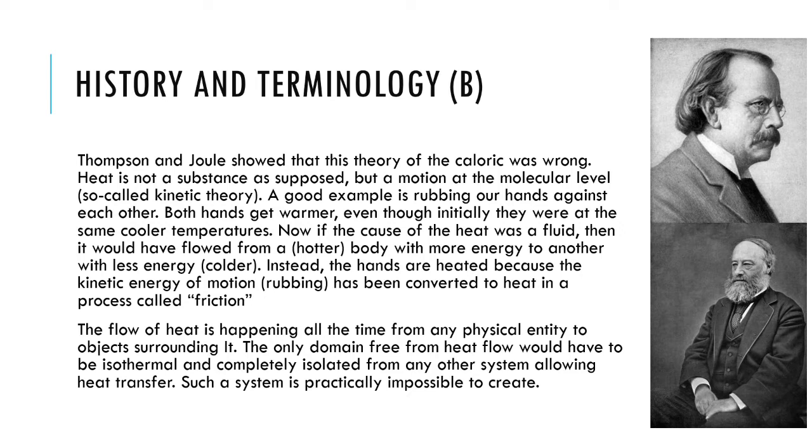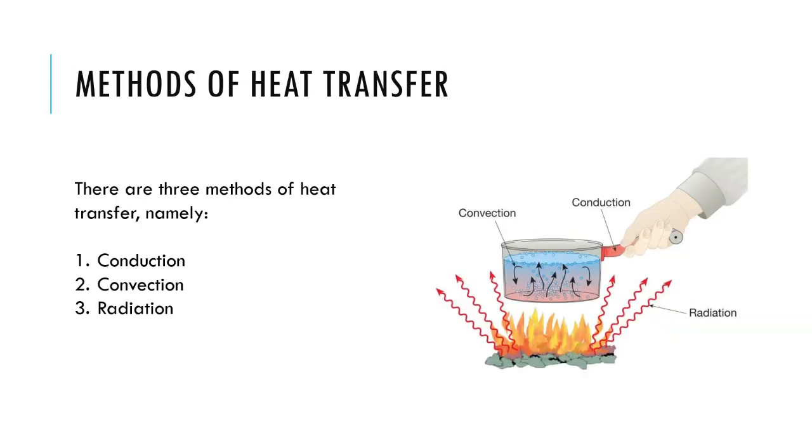The flow of heat is happening all the time from any physical entity to the object surrounding it. The only domain free from heat flow would have to be isothermal, that is, the temperature remains constant. As there is no temperature difference, heat won't travel, and completely isolated from any other system allowing such heat transfer. Such a system is practically impossible to create, and that is completely true that this can only happen in somewhat a hypothetical situation, as we can't really make the temperature constant over a large body or any body of considerable size visible to a naked eye, and to keep it completely isolated is another impossibility, so I completely agree with the statement. Moving on, we have methods of heat transfer.